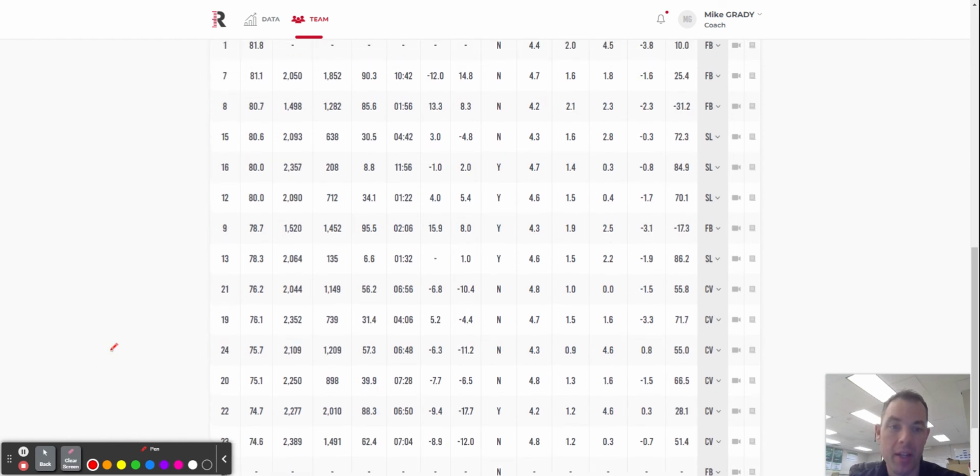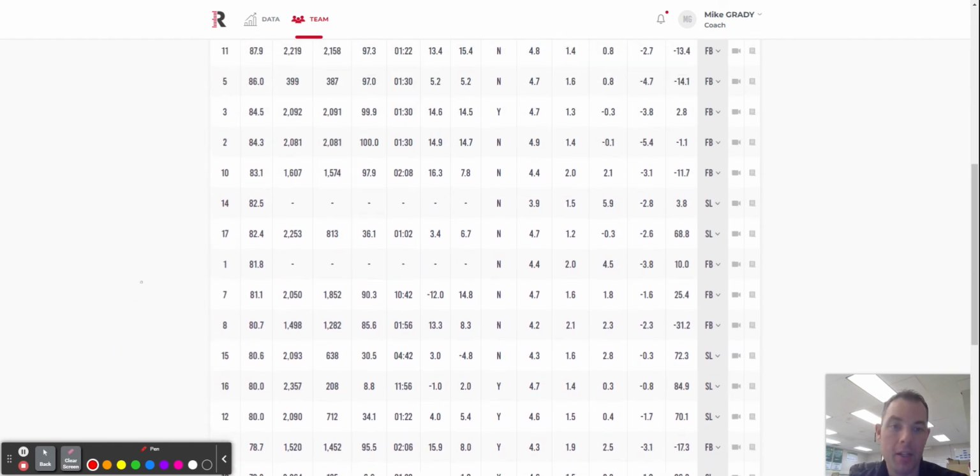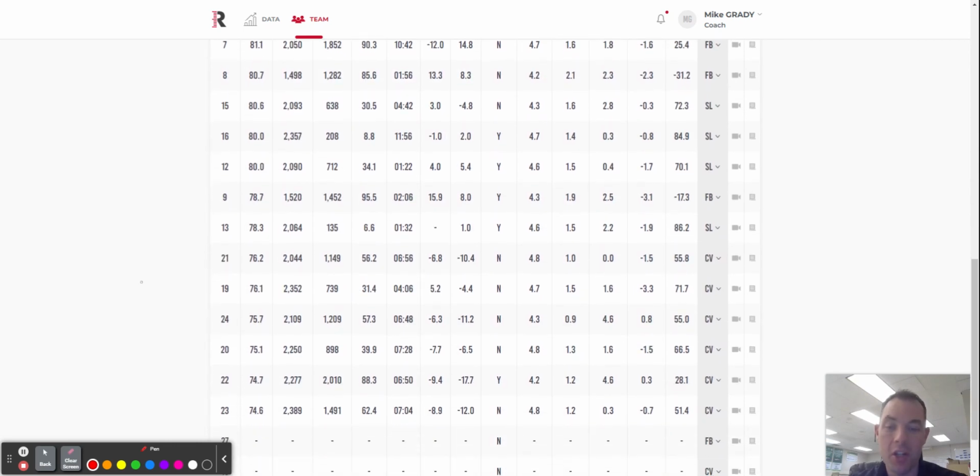Let's clear that. And the last thing we want to look for is a changeup. And on this session, I'm not seeing changeups, but changeups should have a lower spin rate and a lower velocity than the fastball, and the spin efficiency should be high on a changeup.